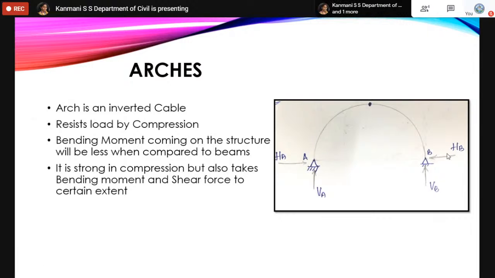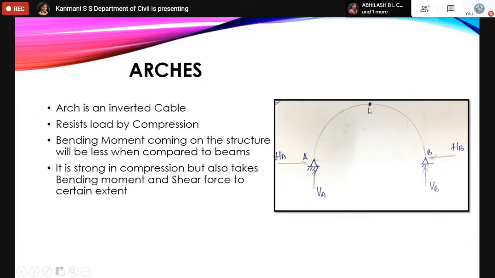As I told you, arches are usually connected by hinges, but this need not be the same all the time. This can even be a fixed arch. I'll tell you the types of arch later. Here we have considered a three-hinged arch, where A and B are the two hinges provided at the abutments. Abutments are nothing but the supports of the arch.